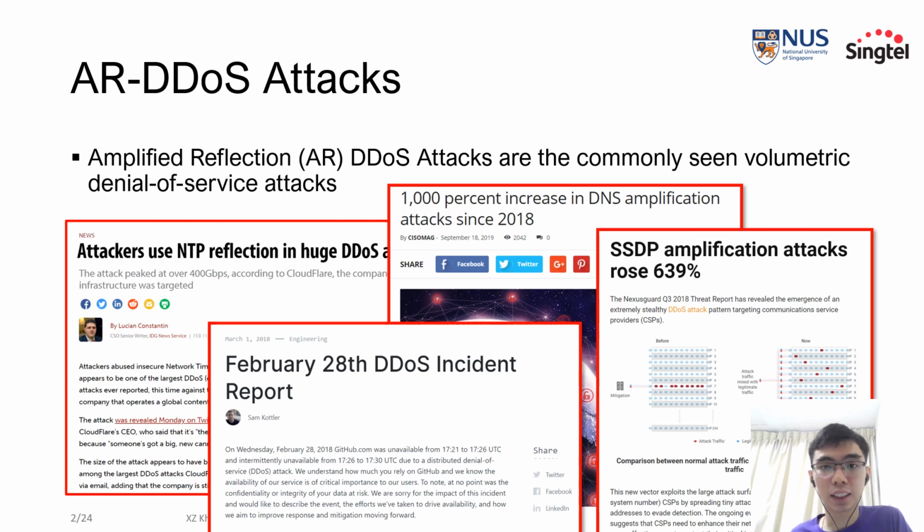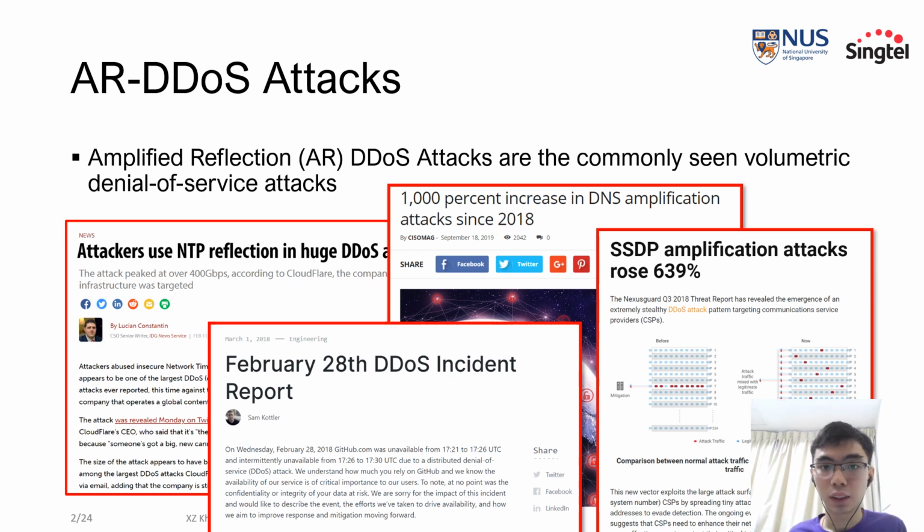Amplified reflection DDoS attacks are one of the most commonly seen volumetric denial of service attacks. As one of the most notable incidents, which dates back to February 2018, GitHub was hit by the largest DDoS attack ever recorded, peaking at 1.3 terabits per second. It was due to misconfigured memcached servers on the internet, where attackers sent forged requests to these servers using spoofed IP addresses of GitHub. A few bytes of these requests sent to the vulnerable servers triggered tens of thousands of times bigger response against GitHub. This is a typical example of an amplified reflection attack.